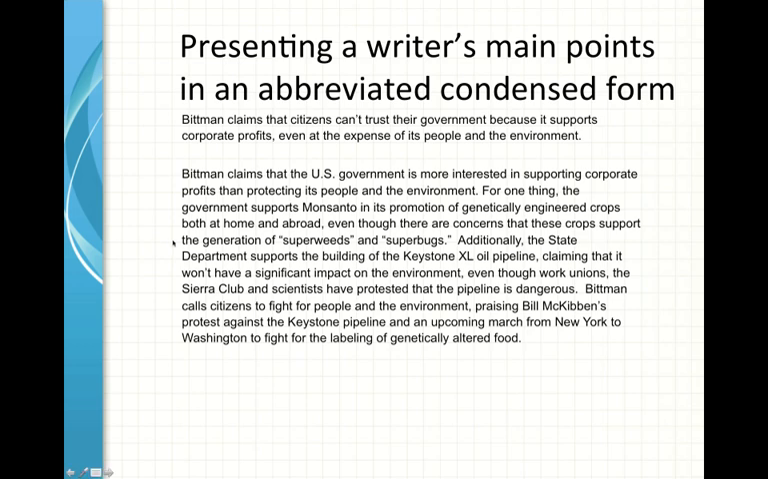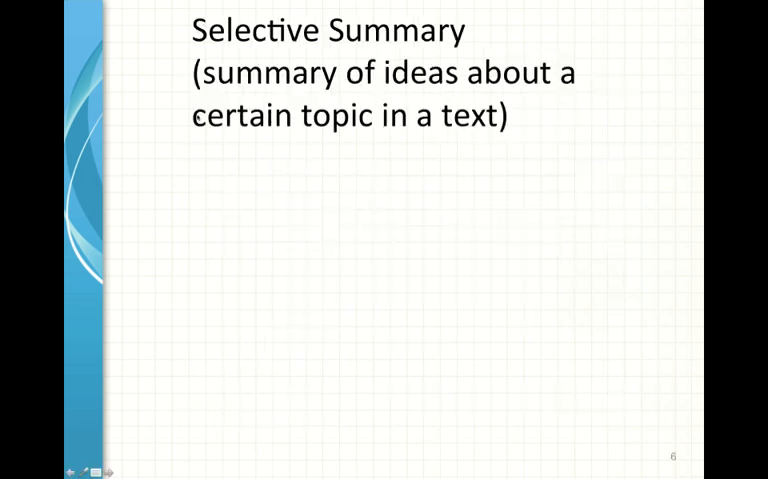Bittman calls citizens to fight for people and the environment, praising Bill McKibben's protest against the Keystone Pipeline and an upcoming march from New York to Washington to fight for the labeling of genetically altered food. Let's look at an example of how you might write a selective summary. In a selective summary, you choose different parts of a text to write about. You might summarize ideas about a certain topic in the text.